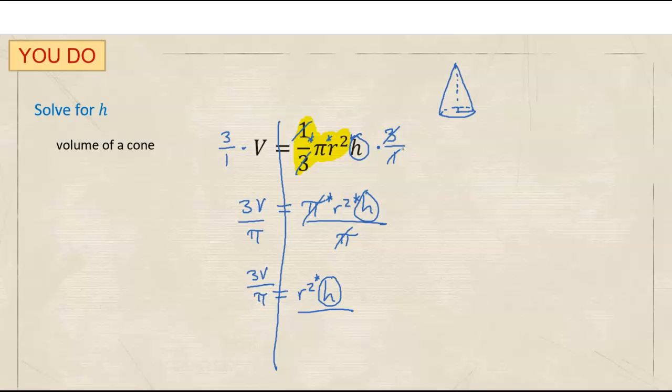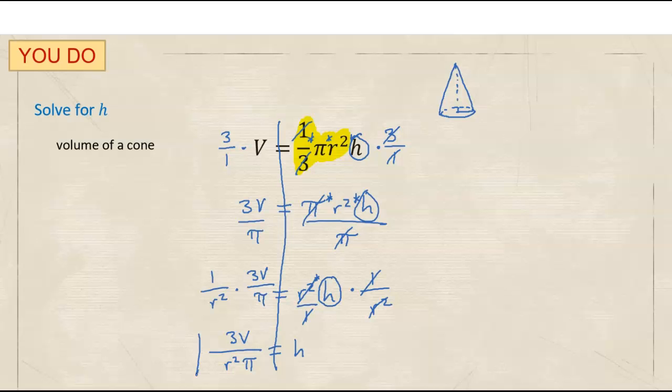So let's try that on this step. Instead of dividing again, let's try multiplying by the reciprocal. This is r squared over 1. So now I'm going to multiply by 1 over r squared. Multiply this side by 1 over r squared. These r squareds will cancel. These 1's will cancel. On the right side, I just get h. And on the left side, I actually do know how to deal with this because when you multiply fractions, you just multiply straight across. So I get 3v on top, and then I get r squared pi on the bottom.